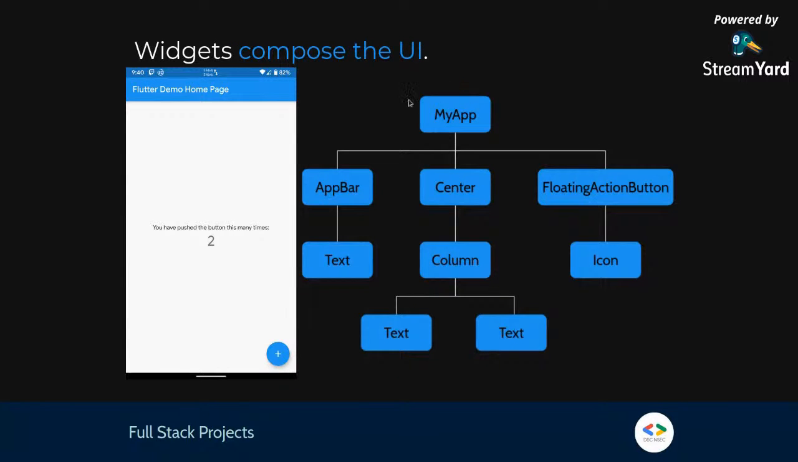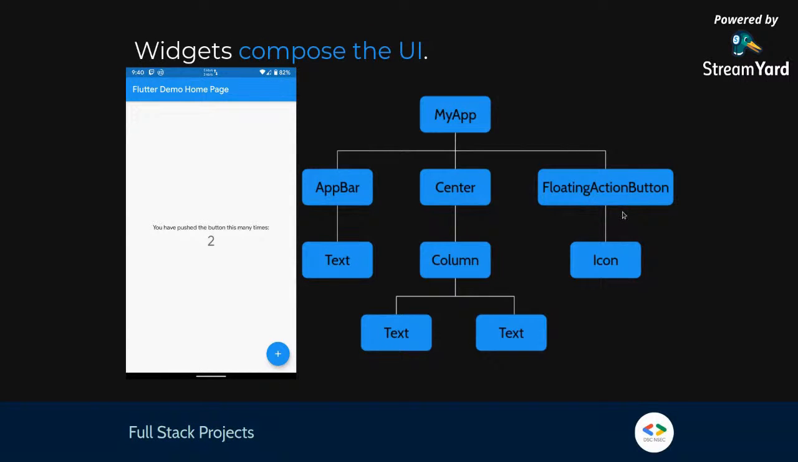So in this case, we have this top level my app here. This entire thing can be considered as an entire widget if we look at it like that. So this my app here is composed of these three widgets. We have this app bar, we have this center, we have this floating action button. Now, what is the center?